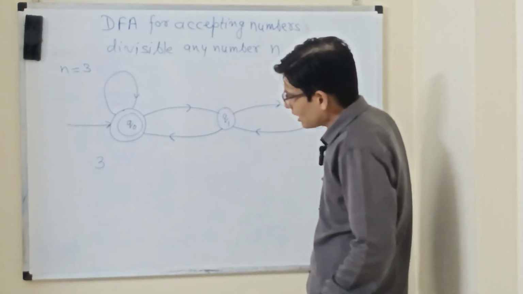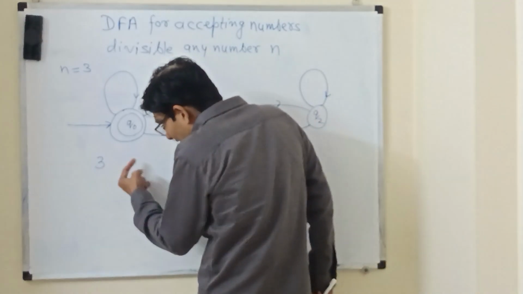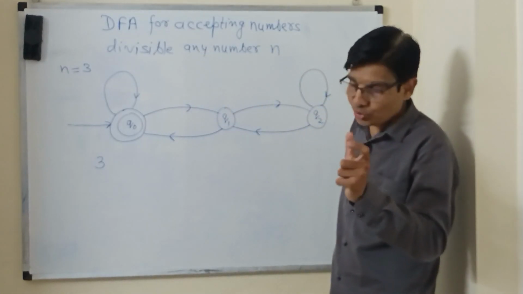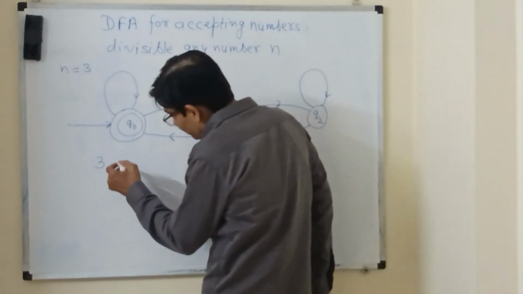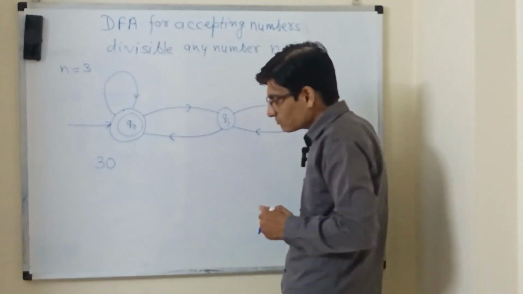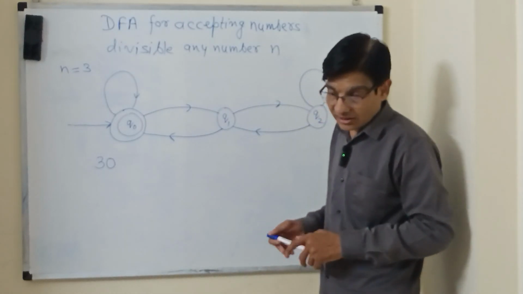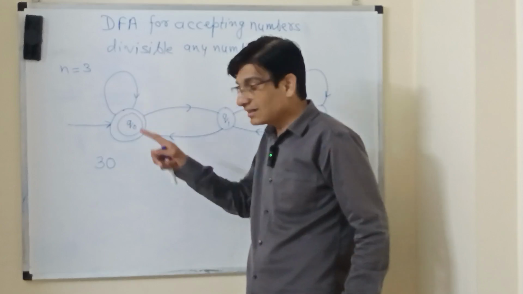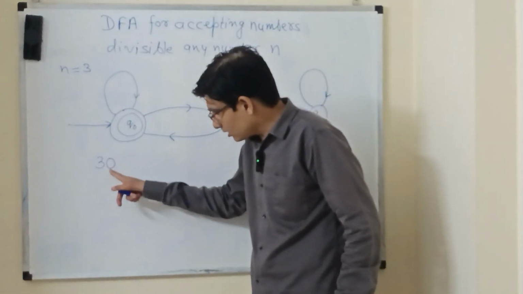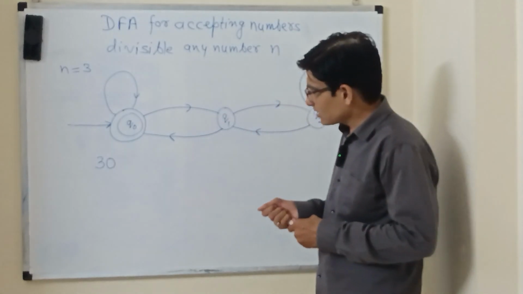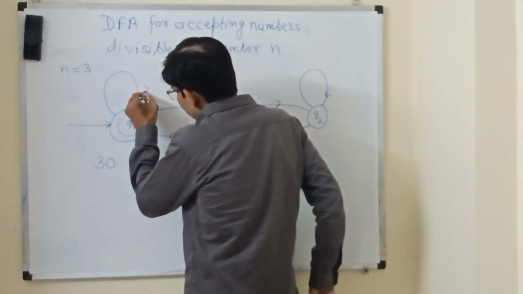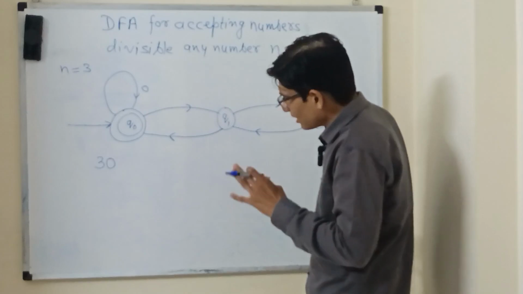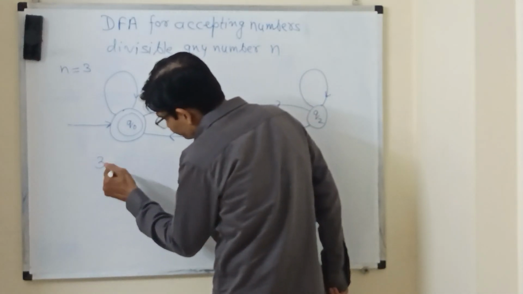Applying means at the right-hand side of this we will create 0, 1, 2 up to 9. First I'm writing 0. So 3 becomes 30. That means on applying 0, we are getting the same state. It is also divisible by 3. So on 0, we are getting the same state. Now we will try 1.